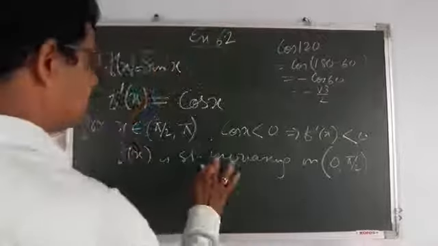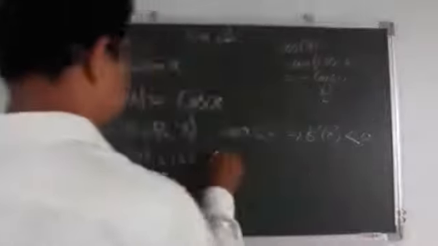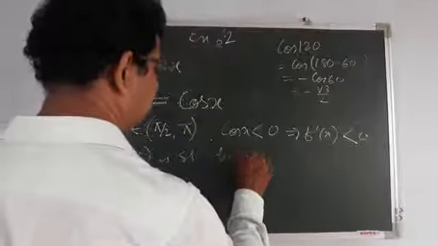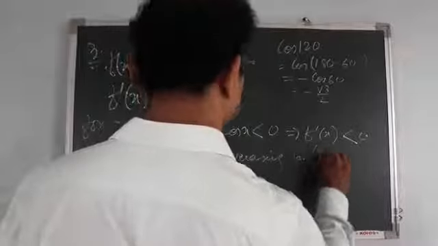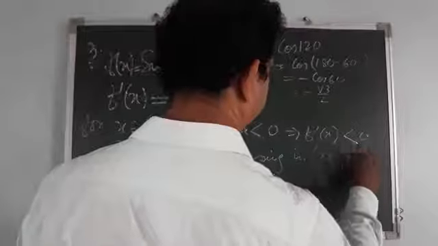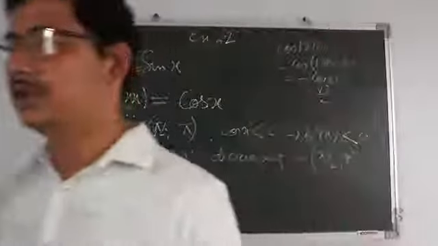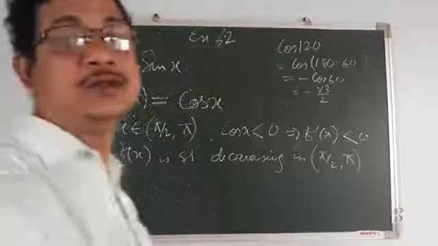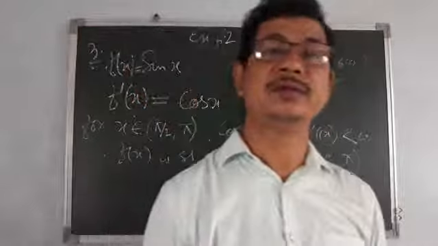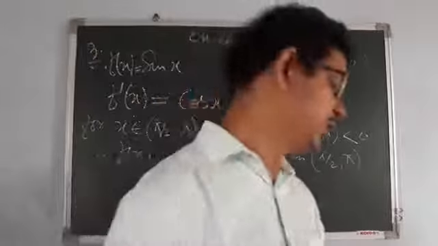So what we can say? f(x) is strictly decreasing in 90 to 180. So we get this result that f(x) is strictly decreasing here. Earlier we got that in 0 to 90 it is strictly increasing. Now in 90 to 180, we found it is strictly decreasing.